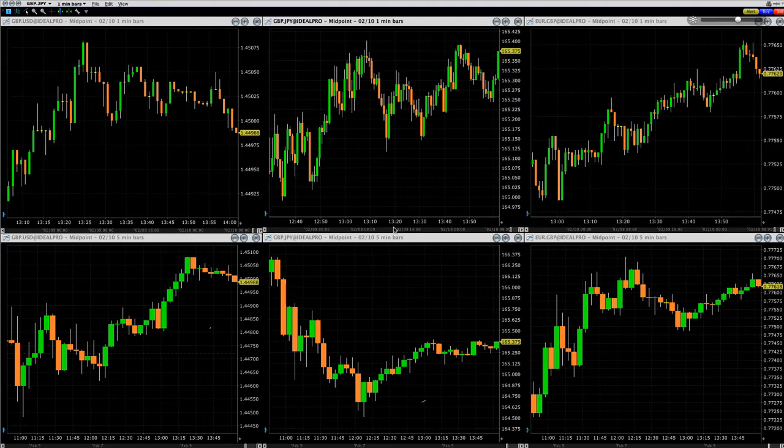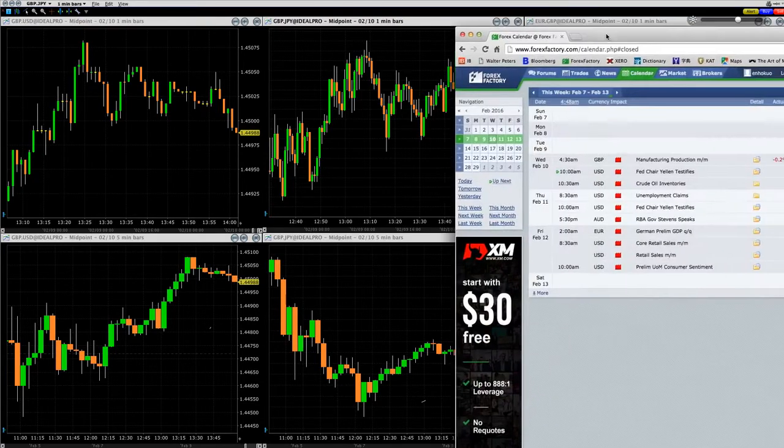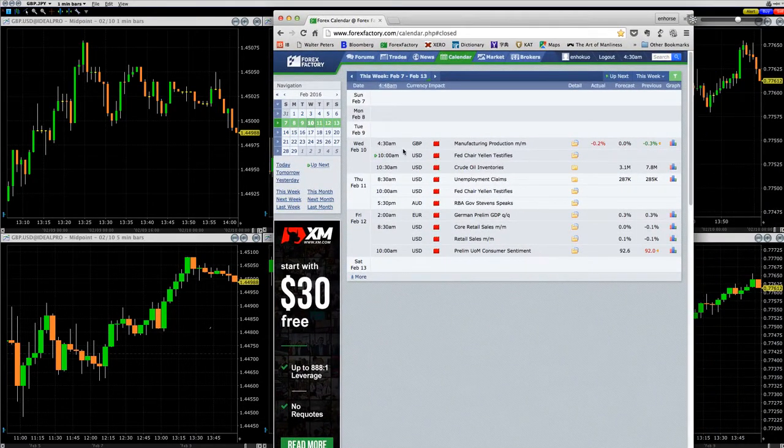I'm going to do a quick trade update for my news forex trading. Basically, the strategy is very simple. First thing you do is mark down the time that there's a major news release going to happen.